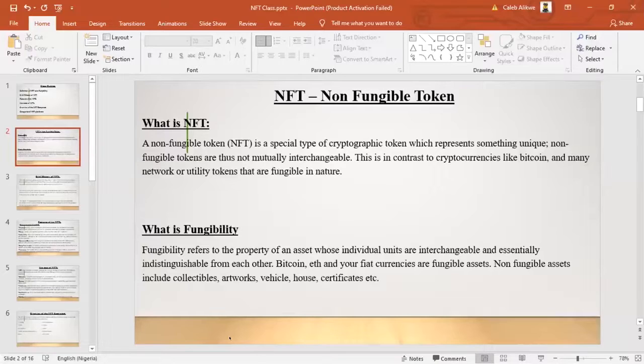Also, for fungible tokens, you can split them into smaller quantities or units and sell them. So you have one Ethereum, you have one Bitcoin. You can sell 0.1 Bitcoin, you can sell 0.1 Ethereum. But if you have an NFT, you can't split it into half and sell half of it and keep the remaining half. You can only sell it as a whole.